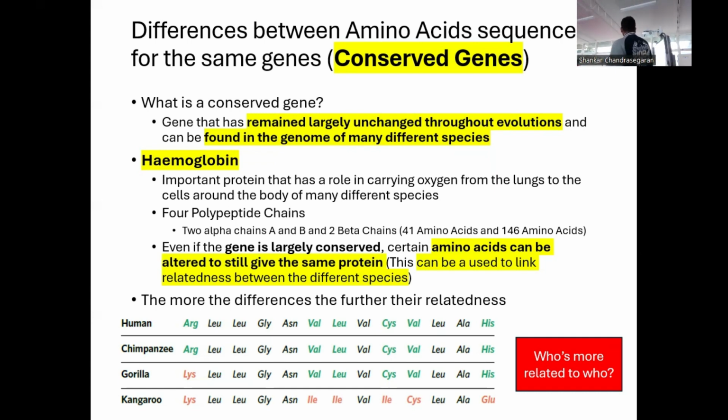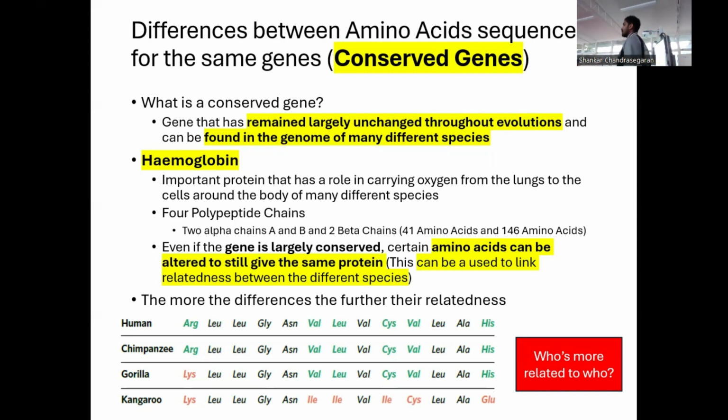So why is it that we can use amino acid sequences? It is because there are some genes known as conserved genes. These are genes that have remained largely unchanged between different species, and they can be found in the genome of many different species. An example of one is hemoglobin. You guys have probably heard of hemoglobin.